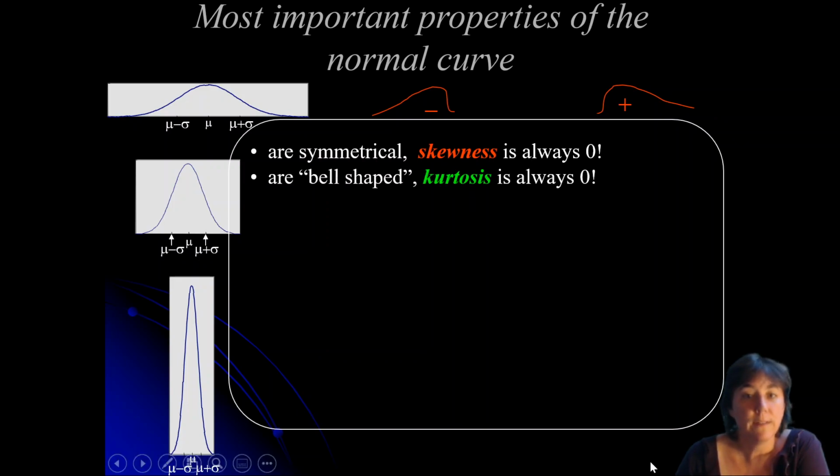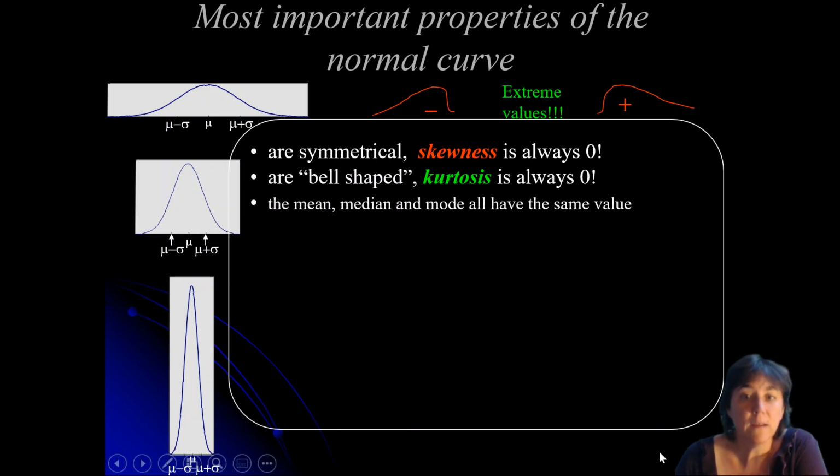Also, they have this typical bell shape. So the kurtosis, again another statistical term for the form of the curve, is always 0. Now, kurtosis represents extreme values. So if you don't have extreme values, then this value is 0. The mean, the median, and the mode will also have the same value, which is obvious because of this bell shape.